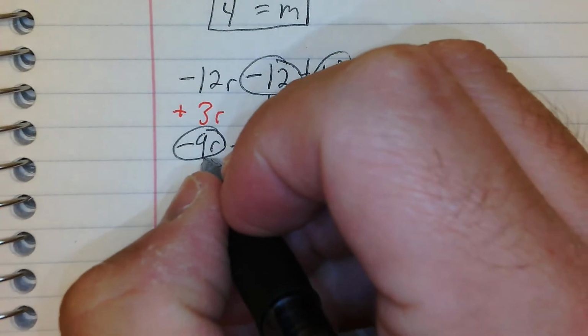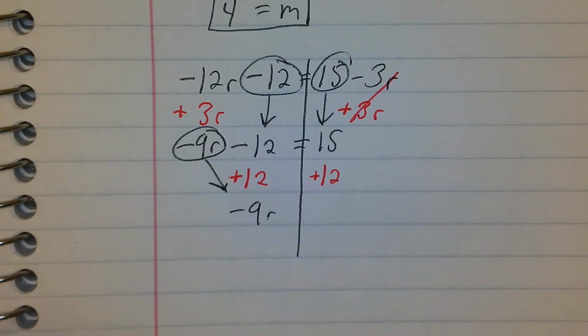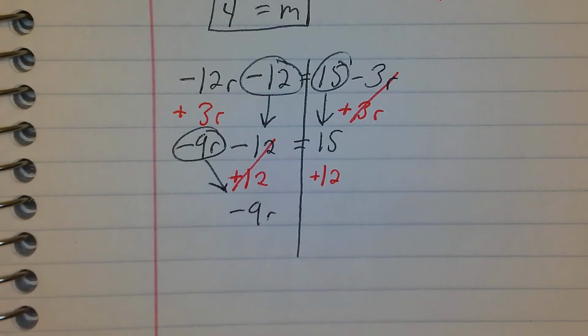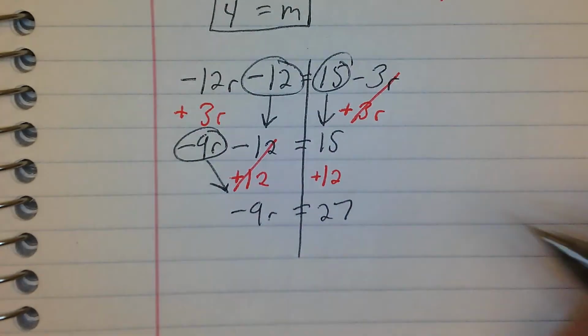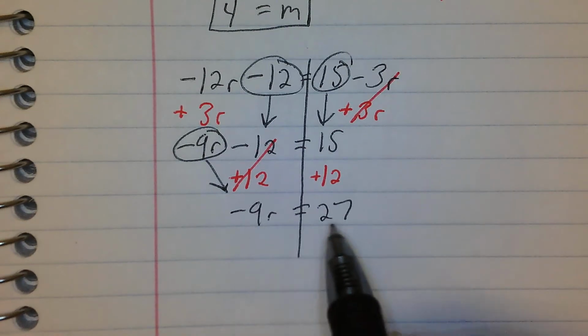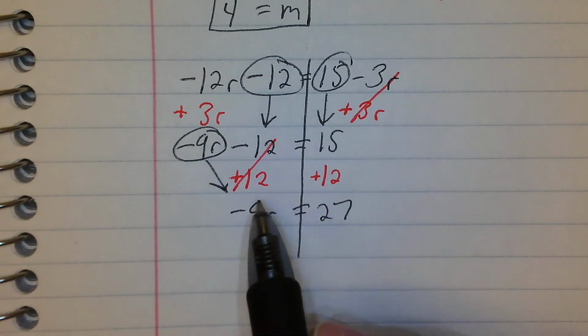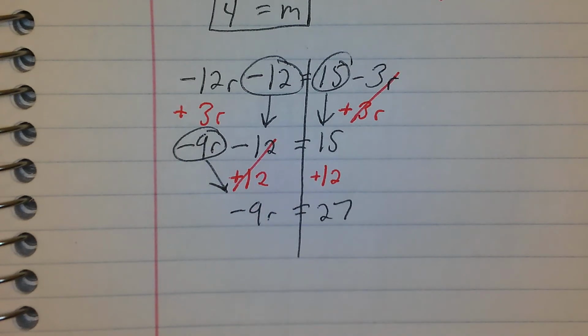Nothing's going on with the negative 9r, so we're going to bring it down. Negative 12 plus 12 is 0, so they'll cancel. And then 15 plus 12 is 27. Okay, so here is where we would still need to divide by the coefficient or multiply by the denominator. In this case, I'm going to divide by the coefficient because this is multiplication, so I do the opposite of multiplication and I would divide.